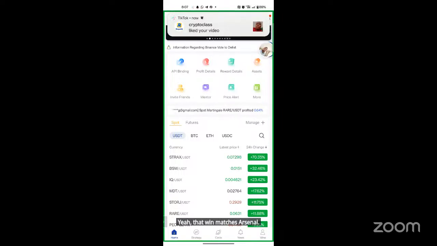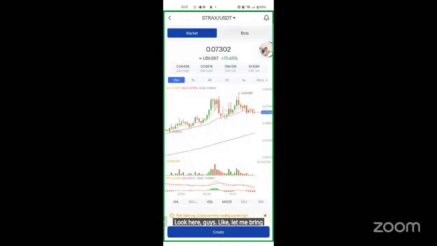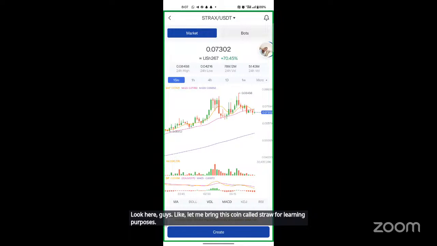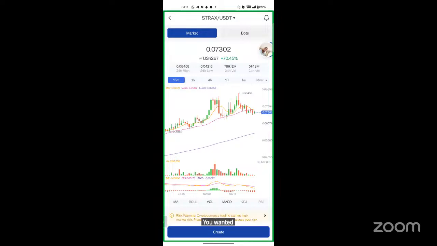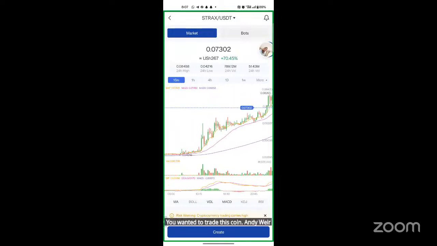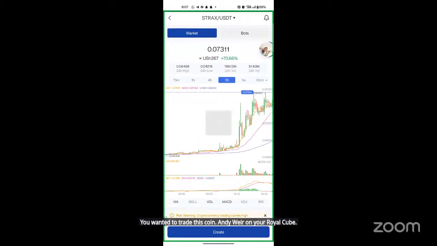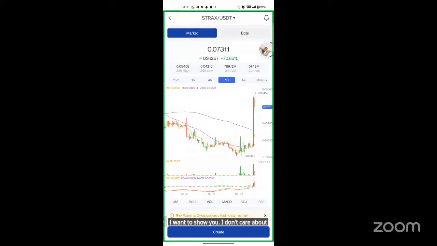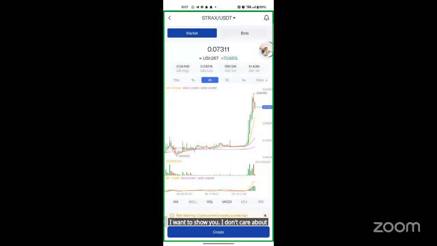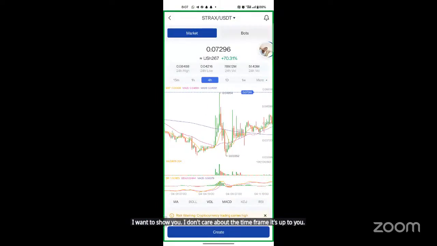Look here, guys. Let me bring this coin called Stra for learning purposes. You wanted to trade this coin and you were on your RoyalQ. I want to show you. I don't care about the time frame. It's up to you.